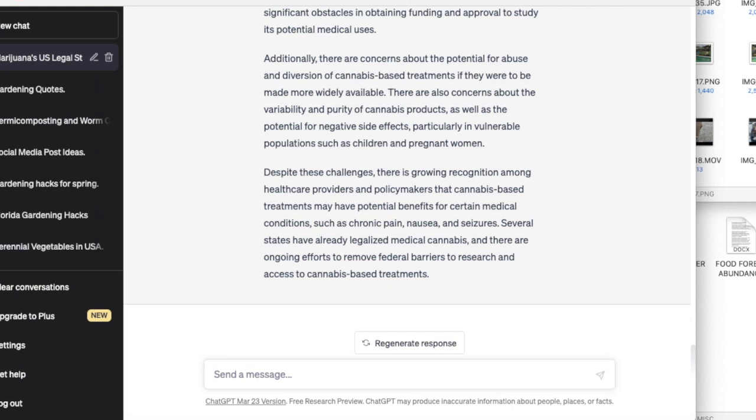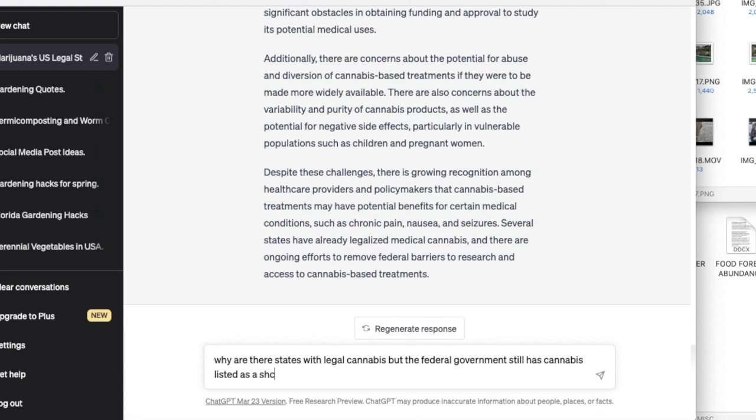Let's keep going. Why are there states with legal cannabis, but the federal government still has cannabis listed as a Schedule I drug? Now, this is a little redundant. Did ask something similar earlier, but I'm trying to catch it and kind of put it in a box, see if it'll give me some different answers. So let's see what it says.